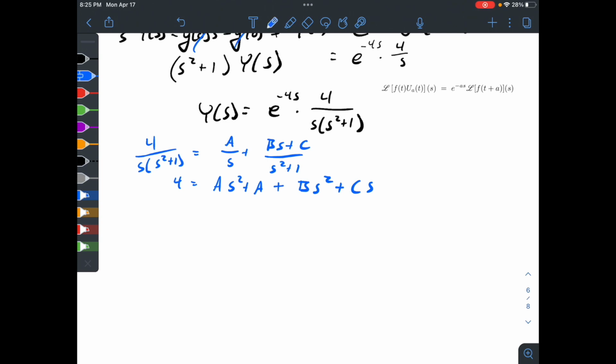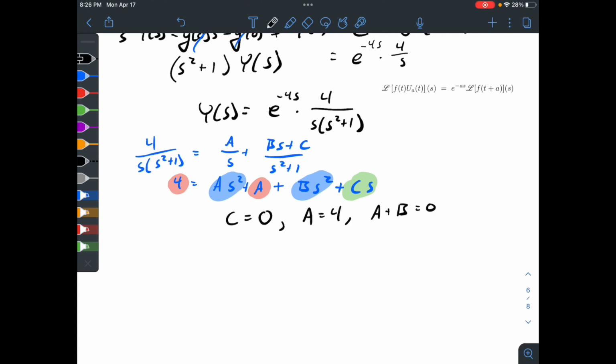All right. So what do we get? Those are our s squared terms. We got our constant terms, and then we got that term over there. So C is just straight up going to equal 0 because there's no s terms. A is going to equal 4, and then A plus B is equal to 0. So B has to equal negative 4. B and A are opposites of each other.